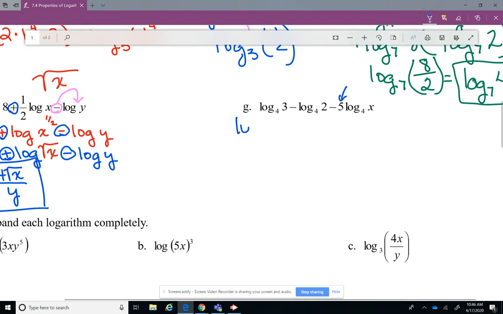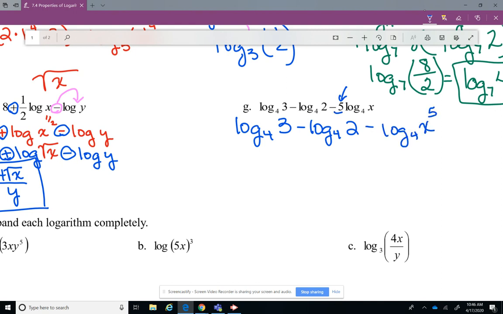So log base 4 of 3 minus log base 4 of 2 minus log base 4 of x to the 5th. I've got to take that coefficient 5 and bring it and let it become the exponent of the argument. Okay, they all have the same bases. All right, so since there's really a plus sign in front of the first one, it's log base 4 of 3, and 3 is in the numerator.